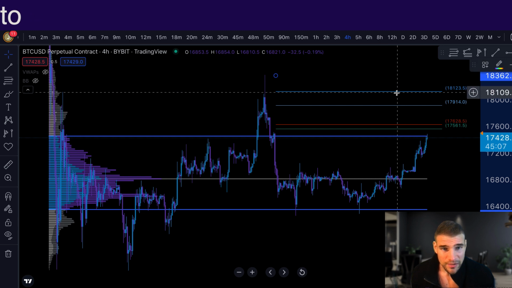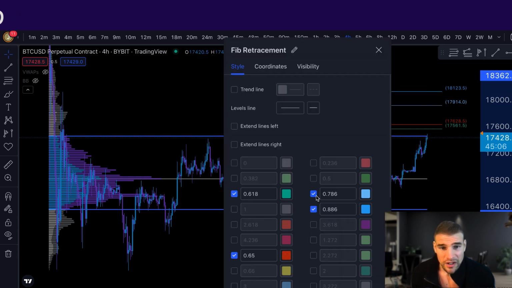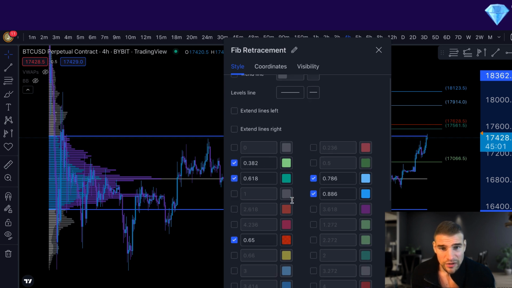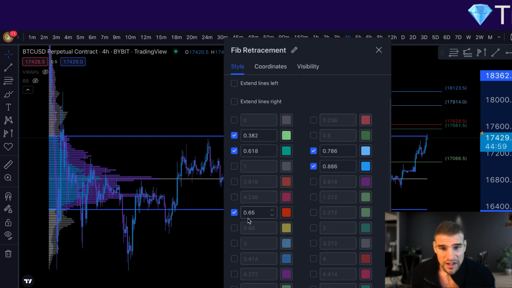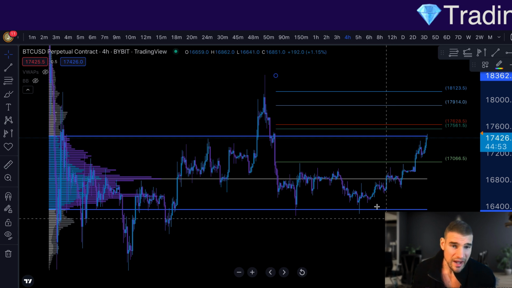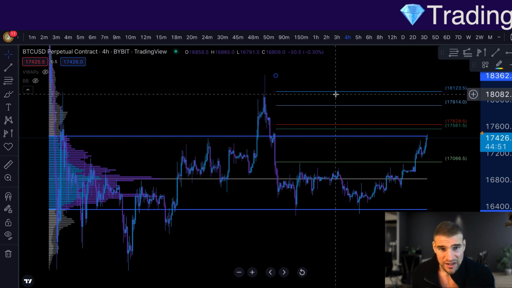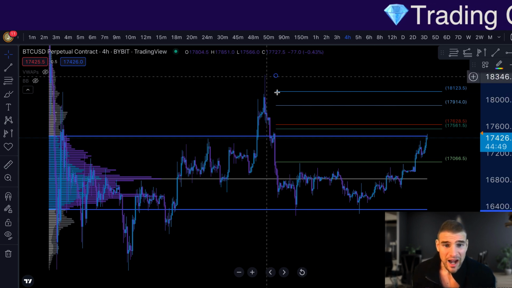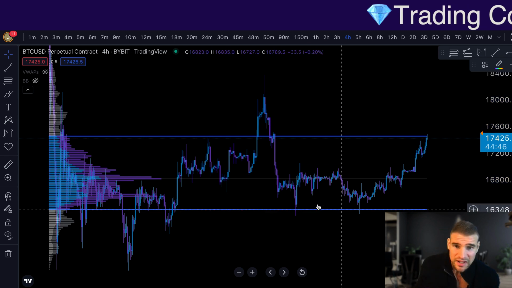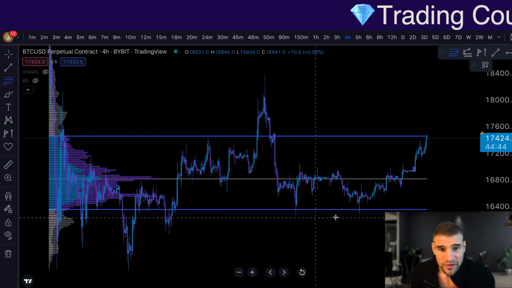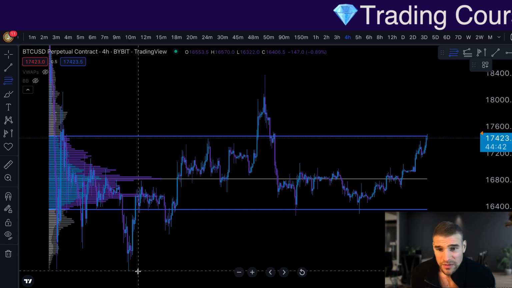Okay, and we are going to be specifically looking for, this is very important, when you double click the fib and set up your settings, we are going to be turning on these levels: the 0.382, 0.618, 0.65, 0.786, and 0.886. These are going to give us areas of support and resistance. If we're pulling it from the high to the low, that is going to give us areas of resistance. If we are pulling it from the low to the high, that is going to give us areas of support.